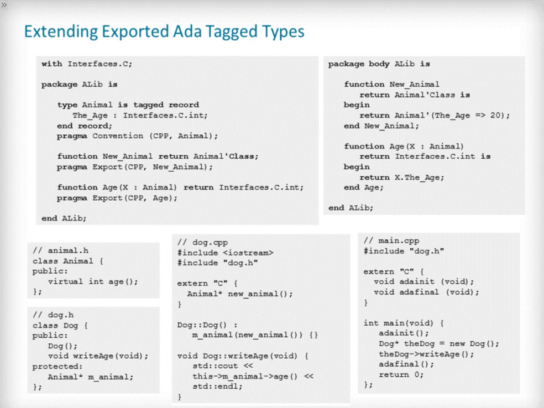Here the dog class has a public subprogram called writeAge that uses the animal attribute to run the Ada subprogram that's implemented in Ada. The C++ main program creates an instance of the dog class and then calls its writeAge subprogram, which in turn calls the age subprogram on the embedded animal instance. While this approach isn't truly extending the animal class, it does demonstrate a method for embedding Ada classes in C++ classes.